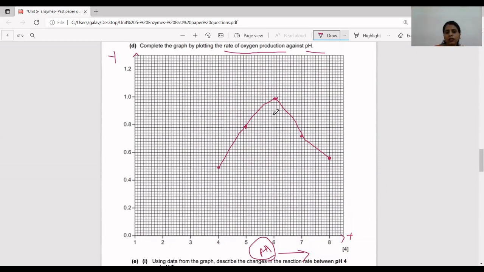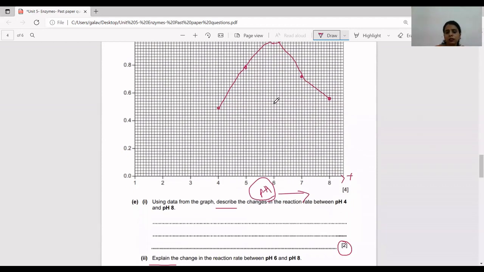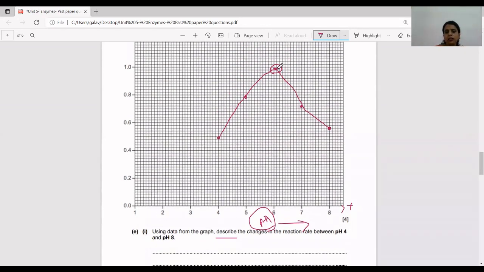So you can write down that at pH 6 the rate of reaction was highest. This is because pH 6 is the optimum pH of the enzyme, hence the rate of reaction was at its peak. For writing this particular point, that at pH 6 the enzyme activity was highest because pH 6 is the optimum pH for the enzyme, you'll get only 1 mark.